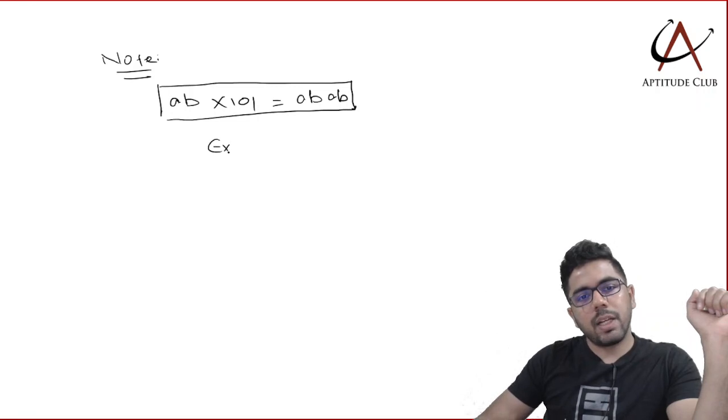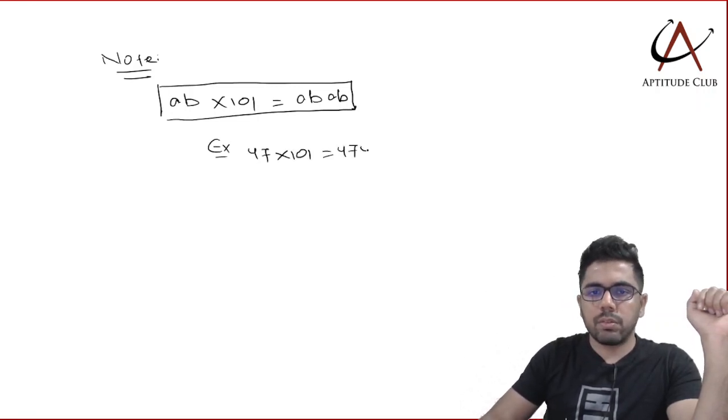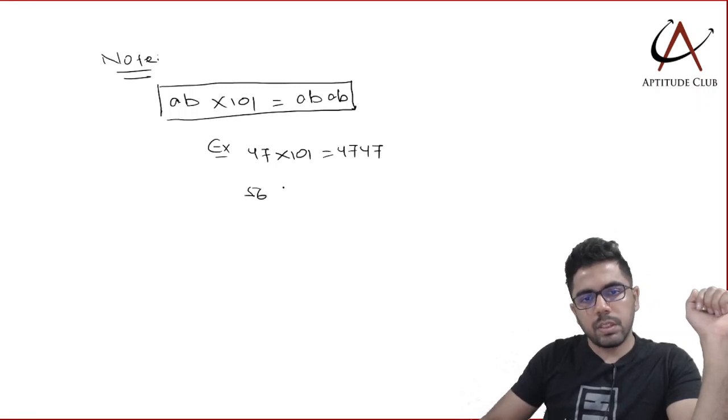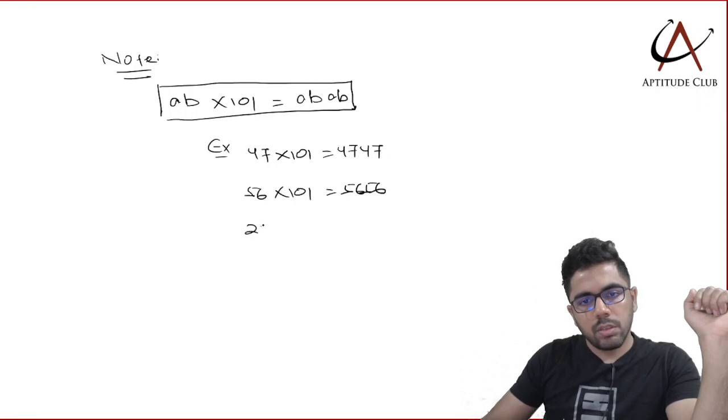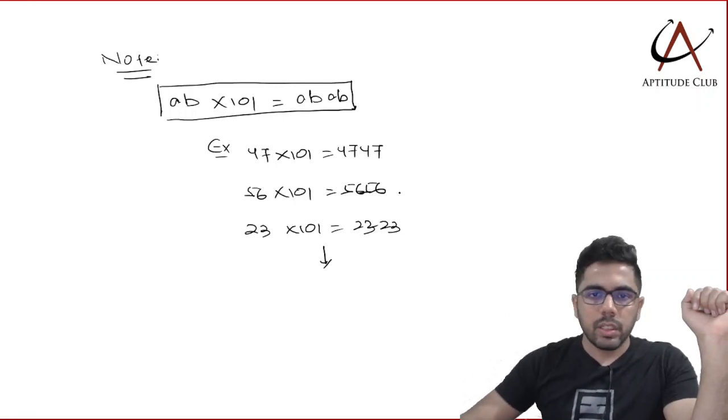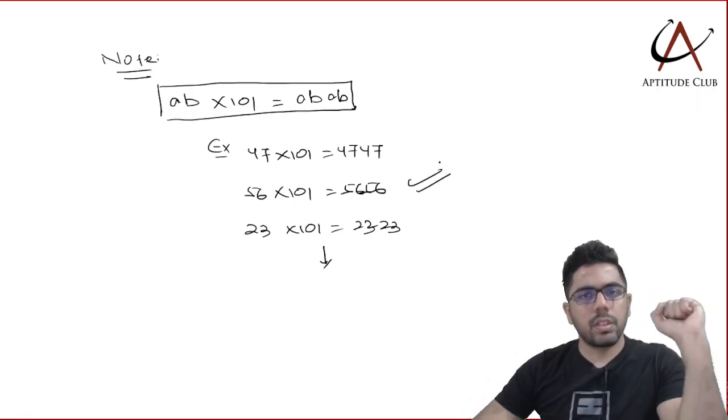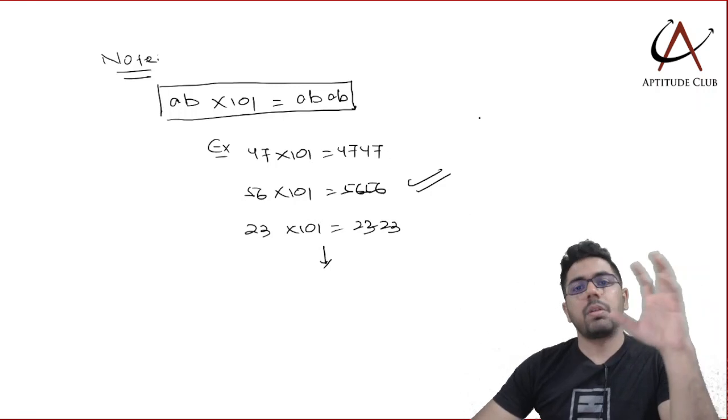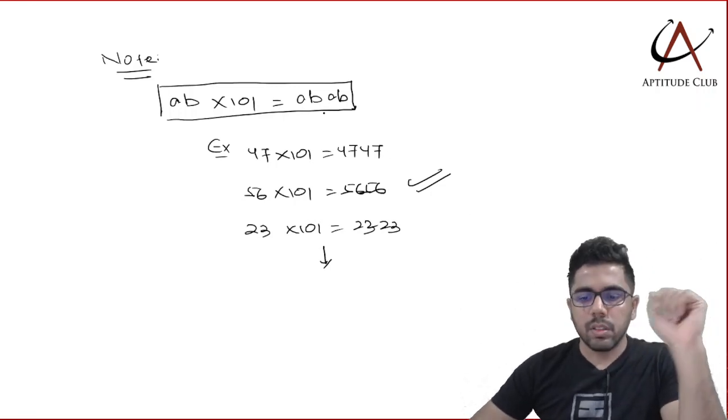So for an example, I'll write 47 into 101. It is 4747. 56 into 101, it is 5656. 23 into 101, it is 2323. Very simple property about 101: any two-digit number when multiplied by 101 will just repeat itself.